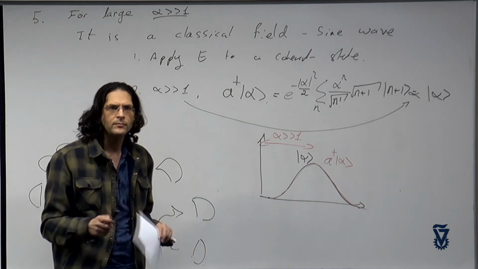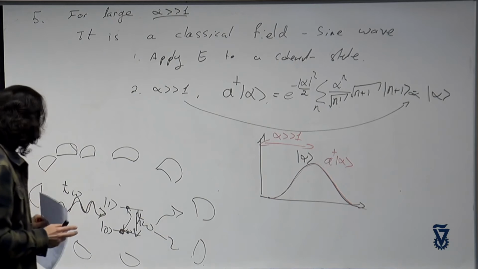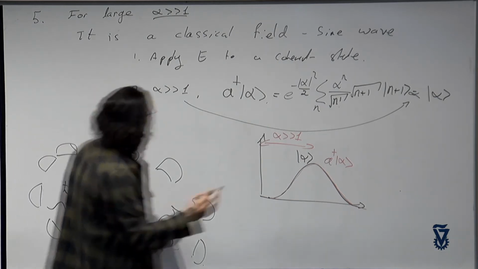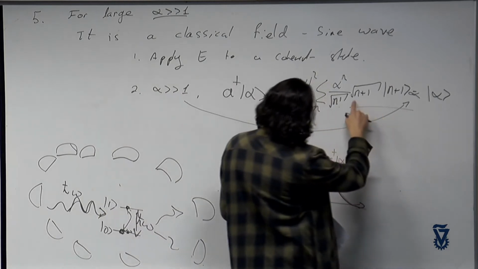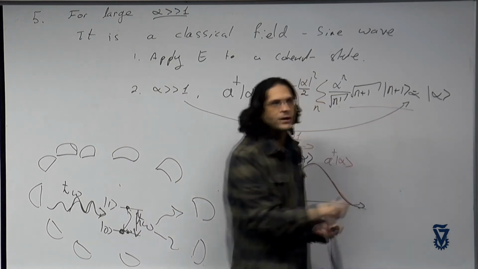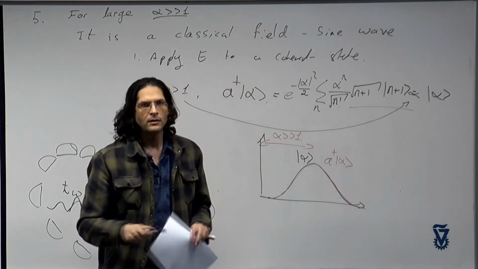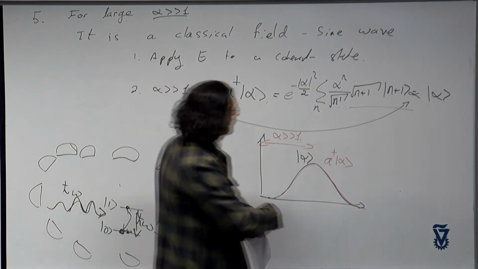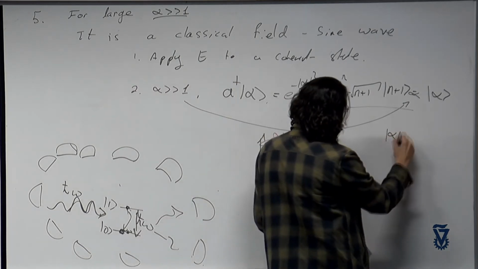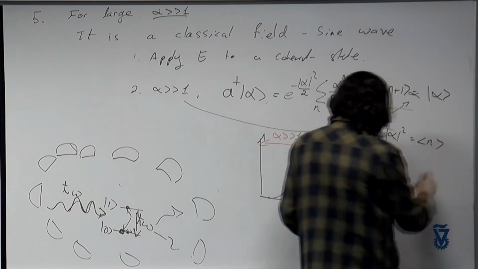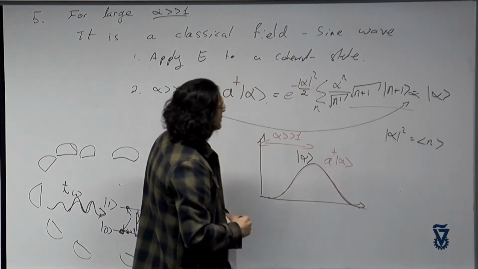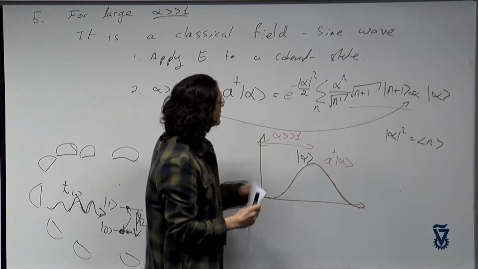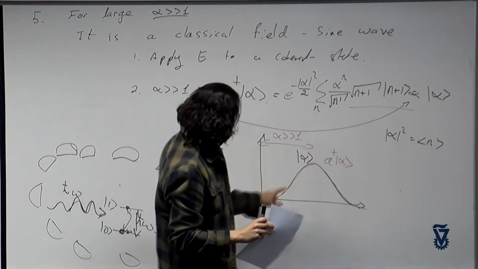Can you please emphasize where we use the fact that alpha is much greater than 1 on the top expression at the number 2? Here. Basically here you have n plus 1 and you have n plus 1 over here. Remember, alpha squared is n bar. What this means, see, the distribution is written over there, but this is kind of the square root of the distribution.